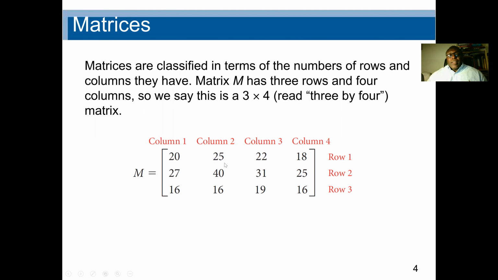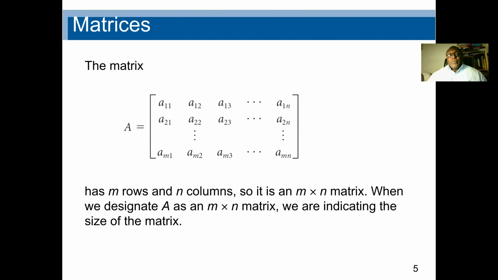So matrices again are classified in terms of the number of rows and columns they have. In this case again, we have 3 by 4 because it's 3 rows and also 4 columns. So this is an example of a matrix from the first element A11, which means a is in position 1 of the row and also position 1 of the column. So 1, 1, all the way to AMN. So the size of this matrix will be M by N. Again, the first value is the row and the second value is the column.